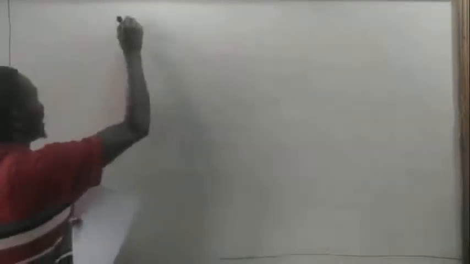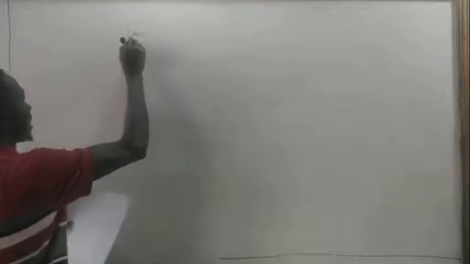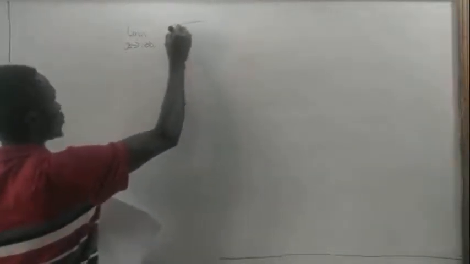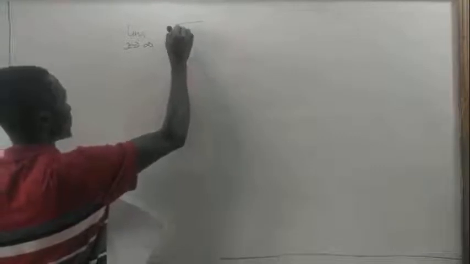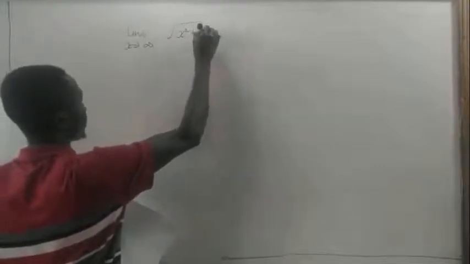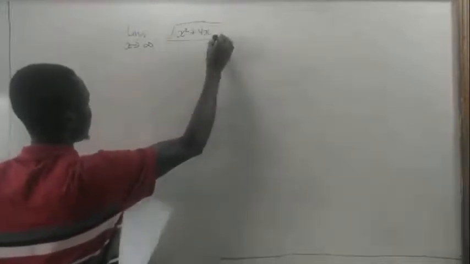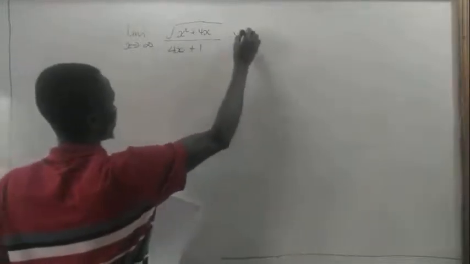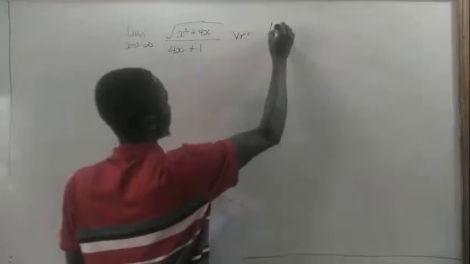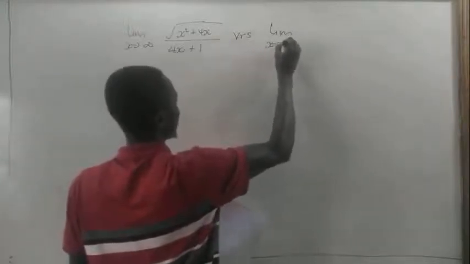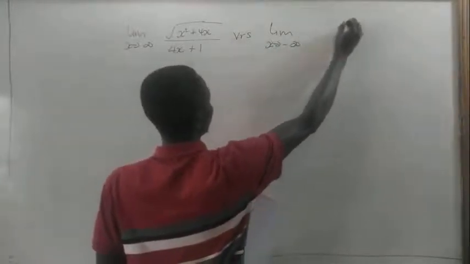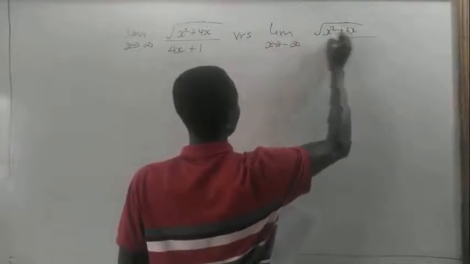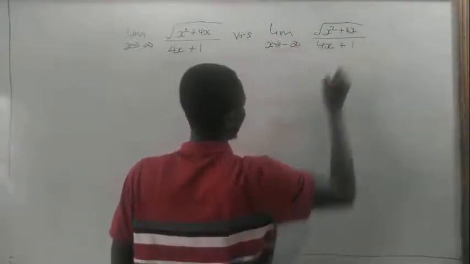We are going to look at the limit as x approaches positive infinity of the square root of x squared plus 4x divided by 4x plus 1, versus the limit as x approaches negative infinity of the square root of x squared plus 4x divided by 4x plus 1.